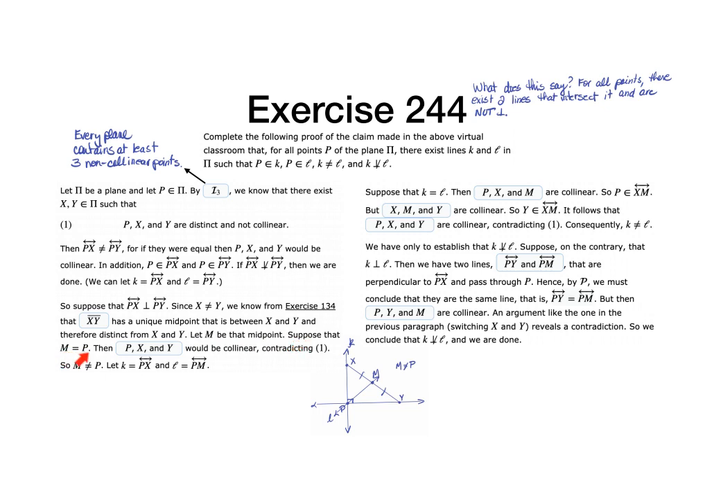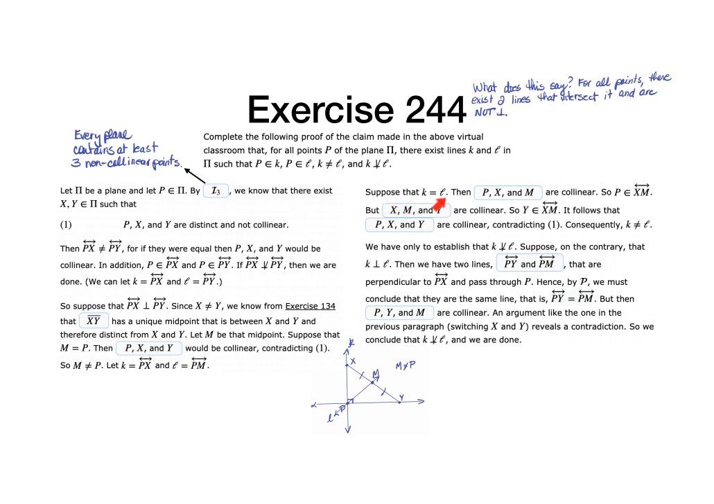Suppose that M is equal to P. Okay, well that would mean M is over here. Then P, x, and y would be collinear, contradicting 1. In 1, we said they were not collinear. So M must not be equal to P, and then we can let our line K equal the line Px. I've named it K here. And the line L be equal to the line PM. I named that here. Remember, we're trying to produce lines that both go through P and are not perpendicular.